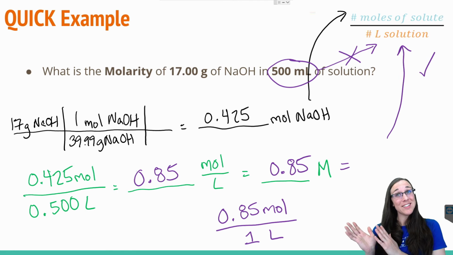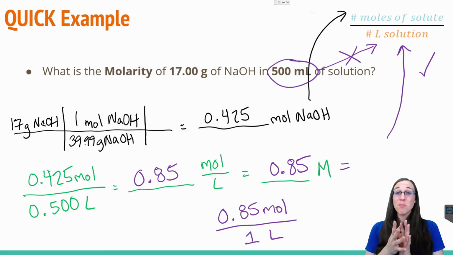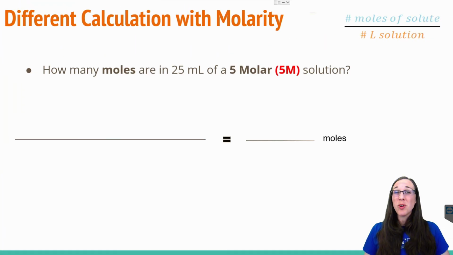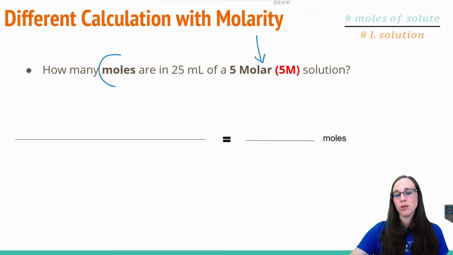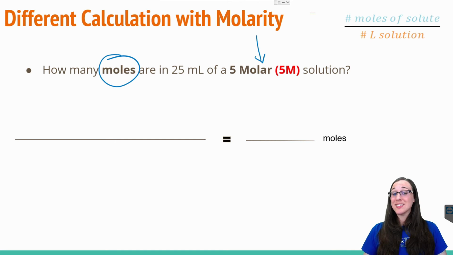Hopefully you got that as your final answer. There's just 3 different ways you can write it with those moles per liter or molarity units. But what if the question gave you a concentration, a molarity, a molar solution, and it's asking for moles? We're still going to use dimensional analysis as we always do.